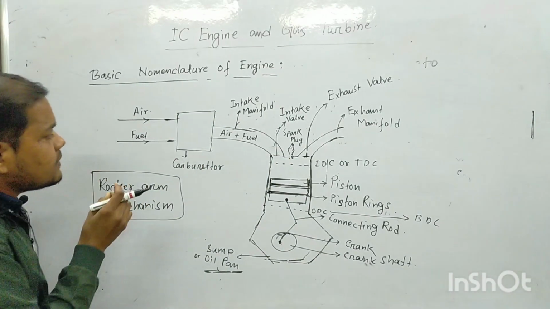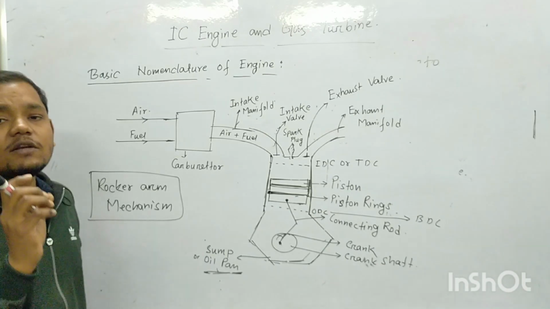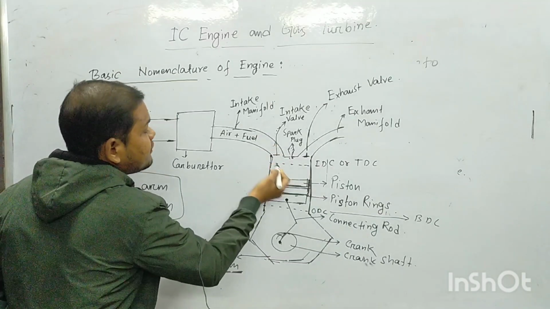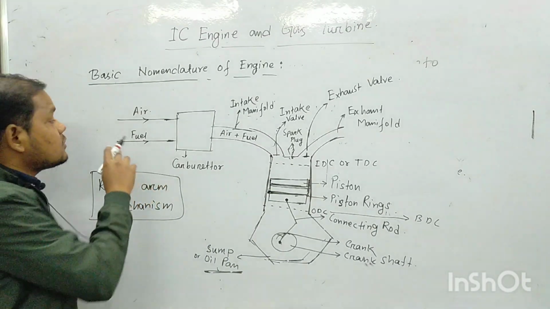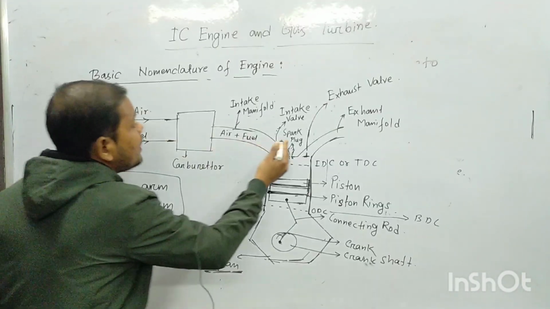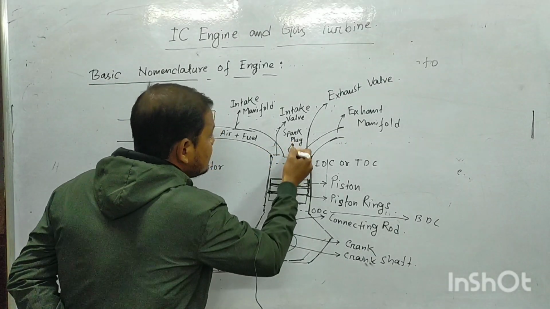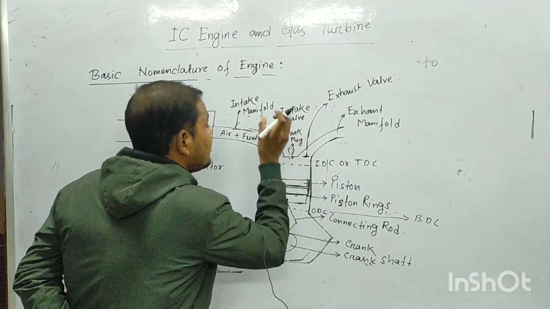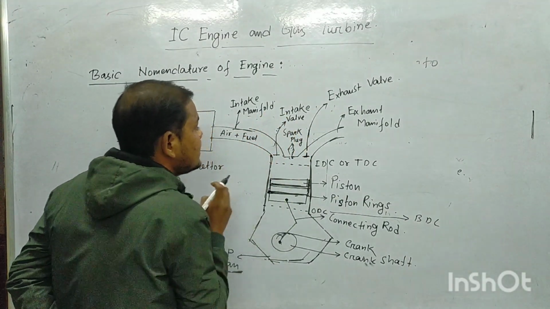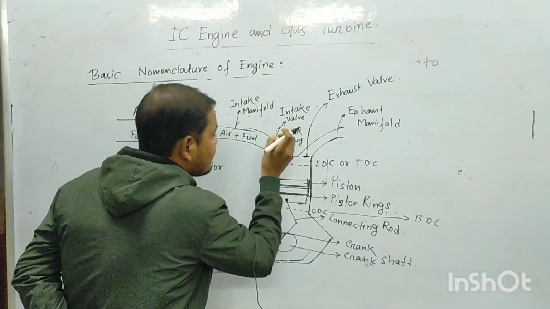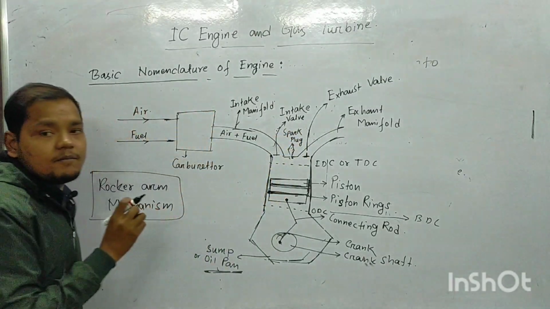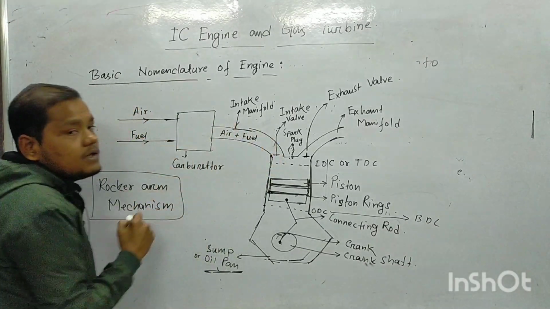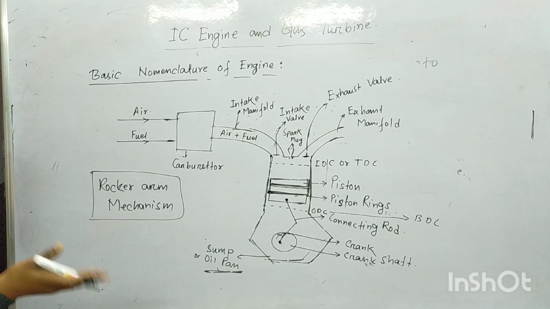In case of a diesel engine or compression ignition engine, the air is drawn through the intake manifold only, and the fuel will be injected by this fuel injector. In the place of the spark plug, there will be a device called a fuel injector, and that fuel injector will inject the fuel. Through this intake manifold, air will enter the cylinder.